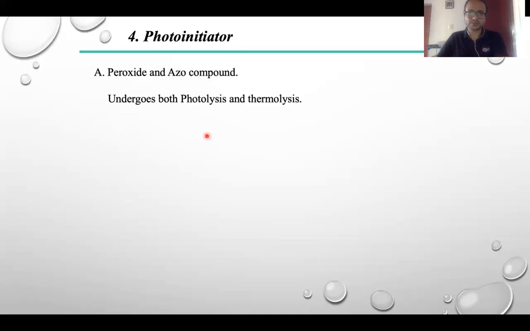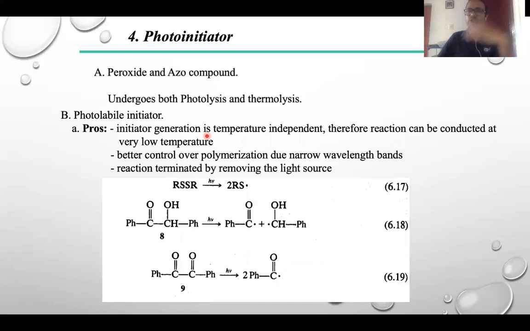Photo initiators. So as the name suggests, photo initiators are basically the ones that are generated as a result of the incidence of photons. Okay, so the peroxides and azo compounds, as we discussed previously, we discussed the thermolysis path. That means by heating you can cause the formation of homolysis and thereby generate the radicals. But these peroxides and azo compounds can also undergo a kind of photolysis apart from the thermolysis.